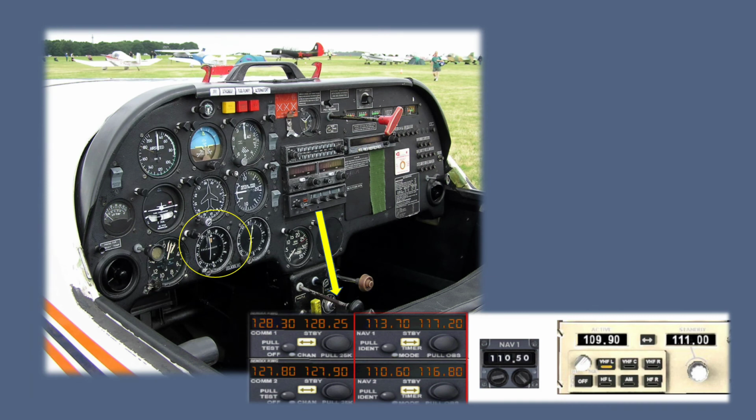The ILS indicator is mounted here at the bottom of the instrument panel. The frequency for the instrument landing approach must be entered into the aircraft receiver. The tuner images above show Beechcraft at the left, Cessna in the center, and Boeing at the right.